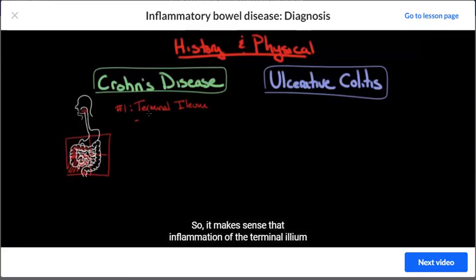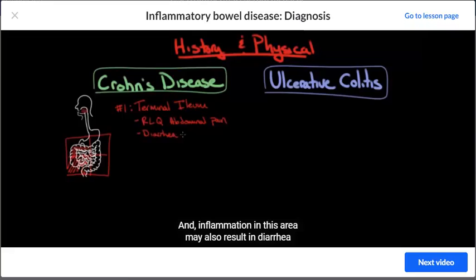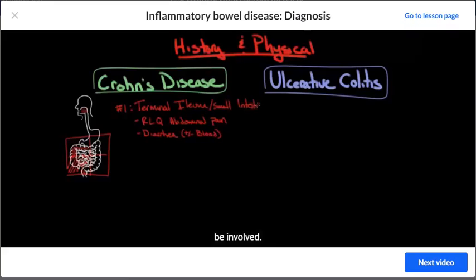So it makes sense that inflammation of the terminal ileum often results in right lower quadrant abdominal pain. And inflammation in this area may also result in diarrhea that may or may not be bloody. Now, other parts of the small intestine may also be involved. And if enough of the small intestine is involved, which is the location where our nutrients are absorbed from the GI tract primarily, you can get malabsorption, which can result in poor nutrition. So this can cause weight loss and fatigue.